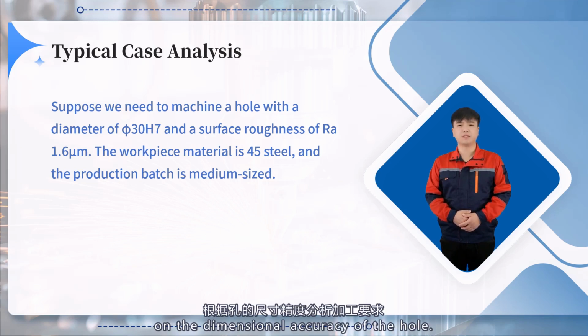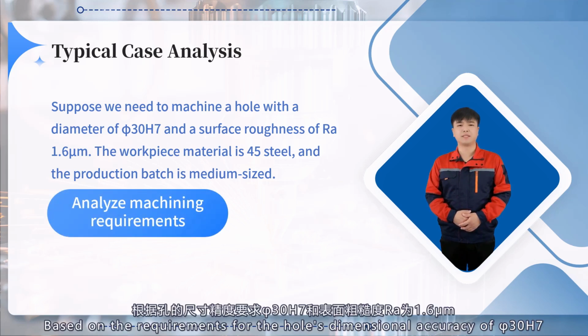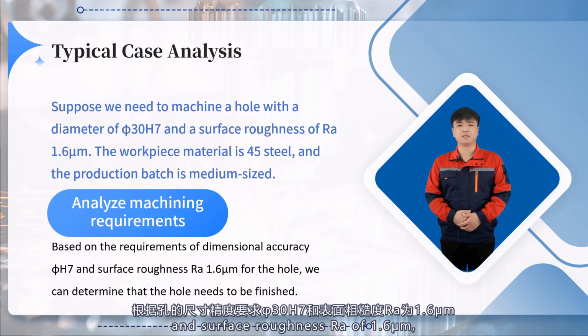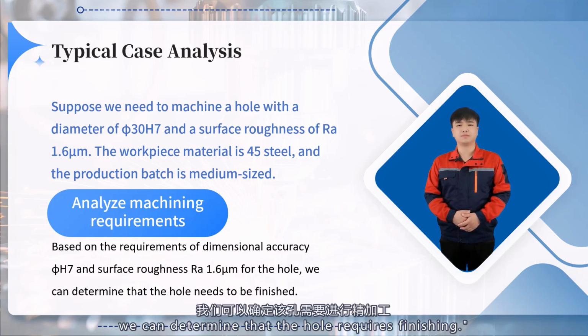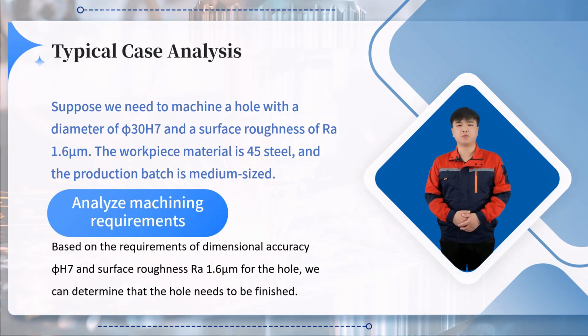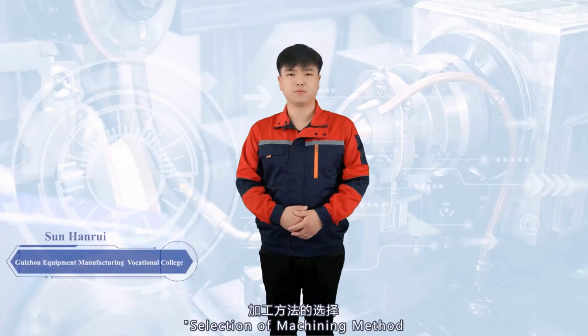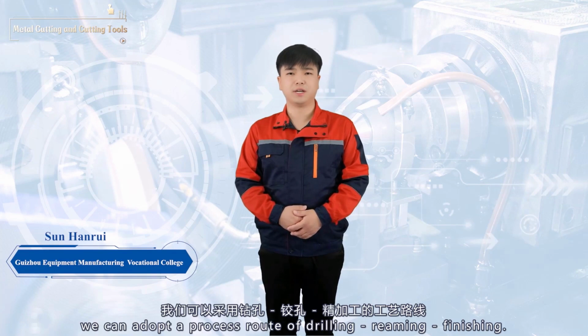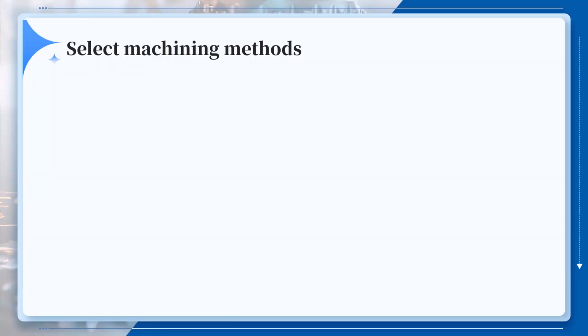Analyze the machining requirements based on the dimensional accuracy of the hole. Based on the requirements for the hole's dimensional accuracy of 530H7 and surface roughness Ra of 1.6 micrometers, we can determine that the hole requires finishing. Selection of machining method. Given the high accuracy requirements for this hole, we can adopt a process route of drilling, reaming, finishing. The specific steps are as follows.